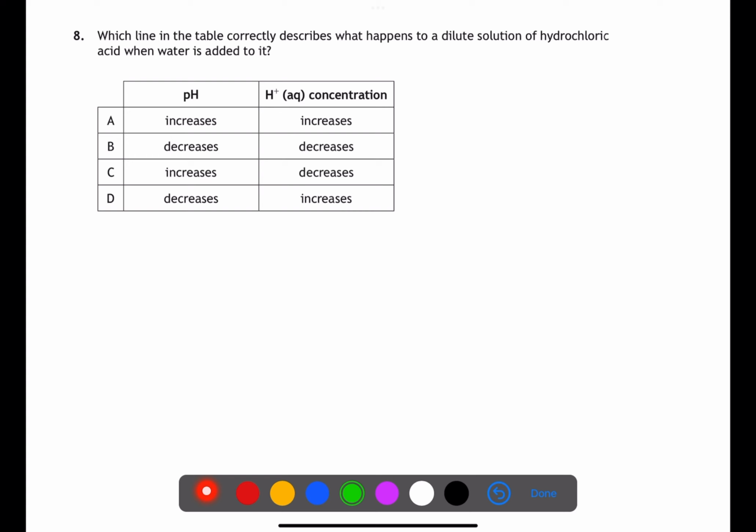For question 8, we're looking at the dilution of an acid. An acid has a pH of less than 7. When you dilute an acid, you increase the pH closer to 7. Therefore, we can eliminate B and D. When you do this, you decrease the H+ ion concentration, giving us the answer C.